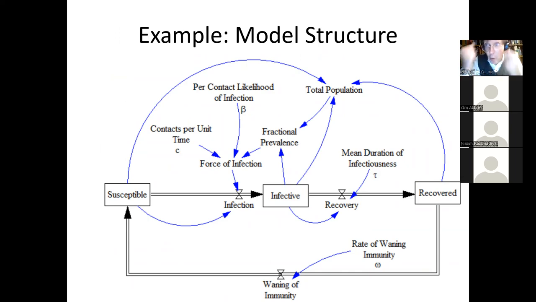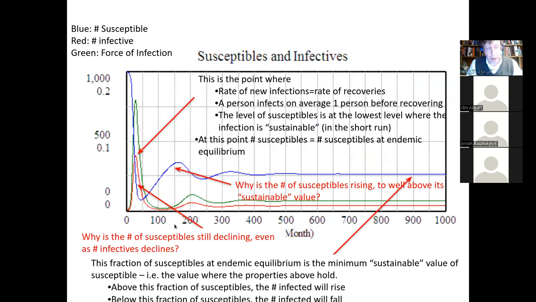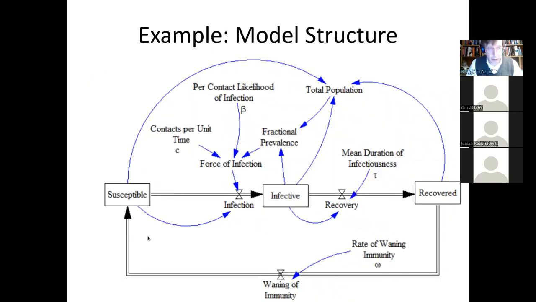If a stock is not changing, what does it tell you about the flows? Yeah, the waning of immunity equals the rate of infection. It's not that the waning of immunity equals the number of infectives. That would be saying that this flow equals this stock. They're totally different dimensions. This is people per day, this is people. You don't compare those. You say the two flows are equal. I can understand why at this hour you'd say infective rather than infection, but these two flows have got to be equal if it's not going down. And I think that's what the person meant. At that point, those two flows are equal.